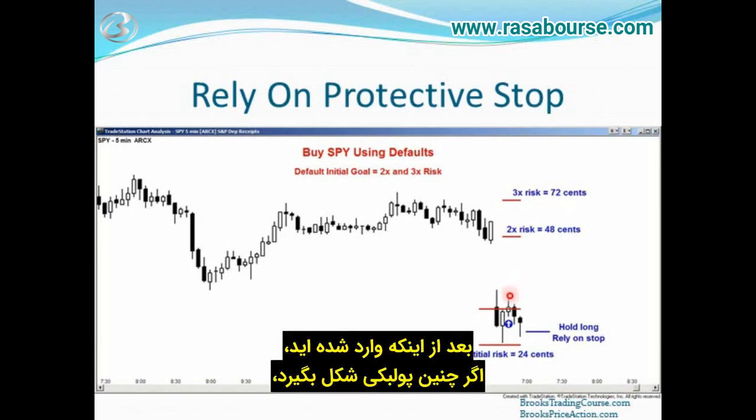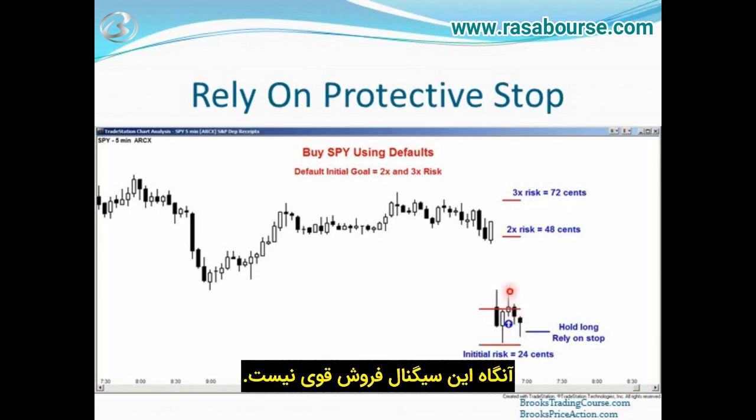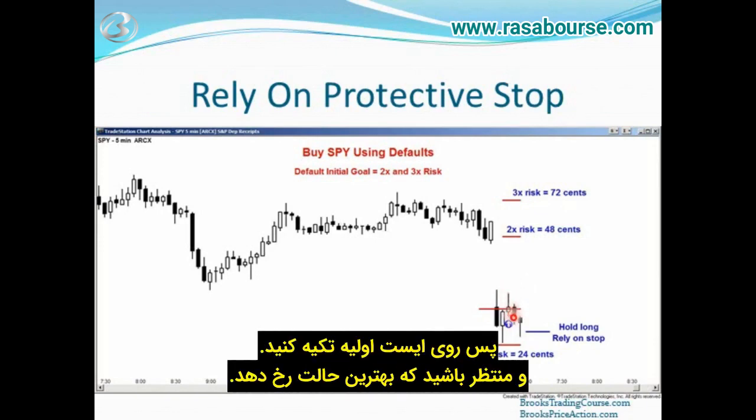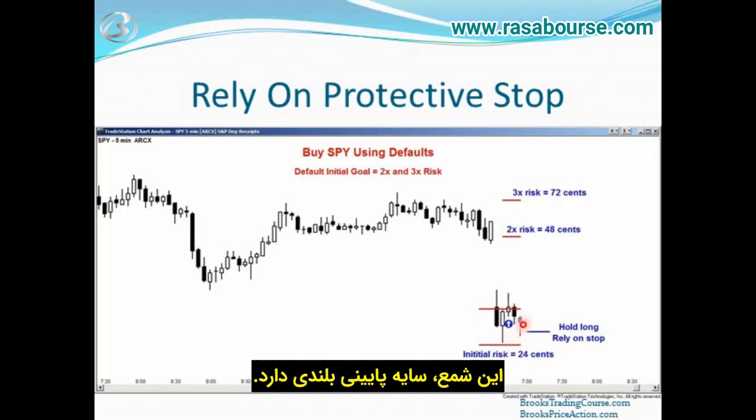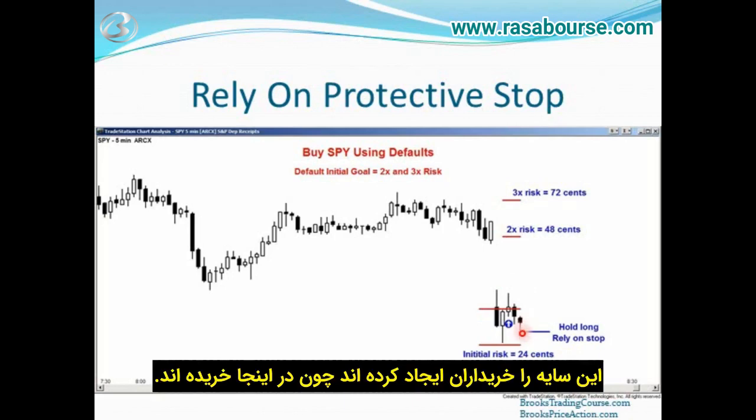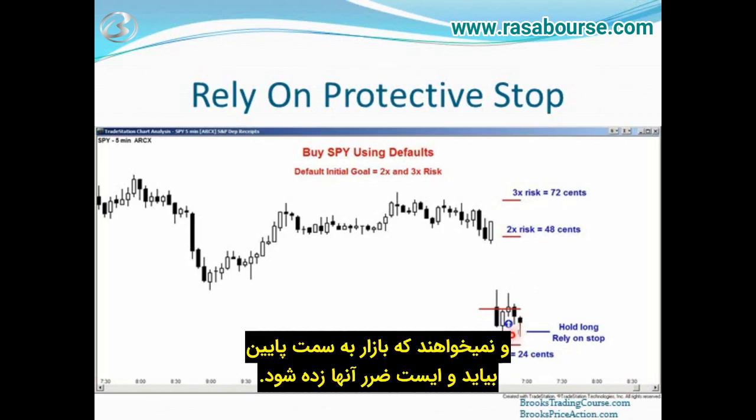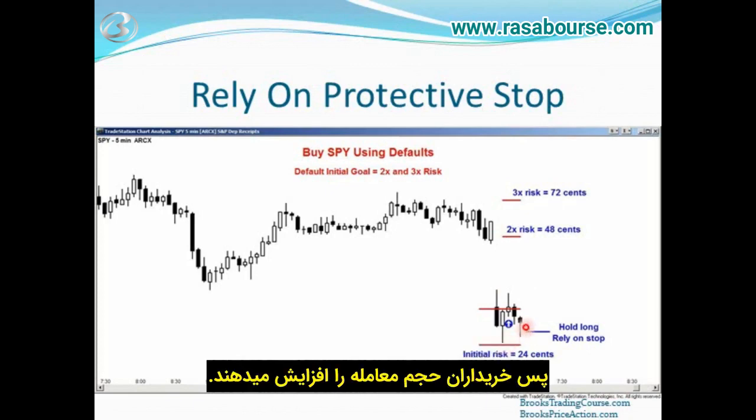After you enter, if you see the market pull back like this, that is not a strong sell signal bar, so you rely on your initial stop and hope for the best. Here you can see a big tail on the bottom of this bar, and that's caused by bulls aggressively buying, trying to prevent the market from coming down, hitting their stop, so the bulls are adding on.